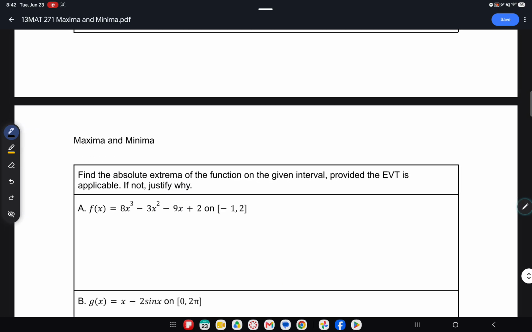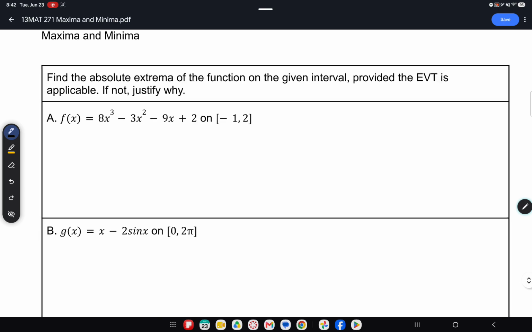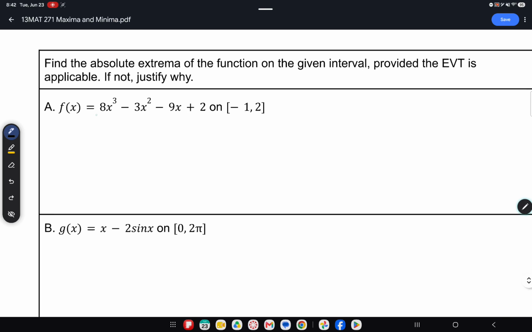So what we're going to do is use some facts here. We're going to find the absolute extrema on the interval provided that the EVT is applicable, if not, justify why. So I have a polynomial here, right? And polynomials are continuous everywhere. So I'm guaranteed to have an absolute max and an absolute min on this interval. So what I need to find is where that possibly happens.